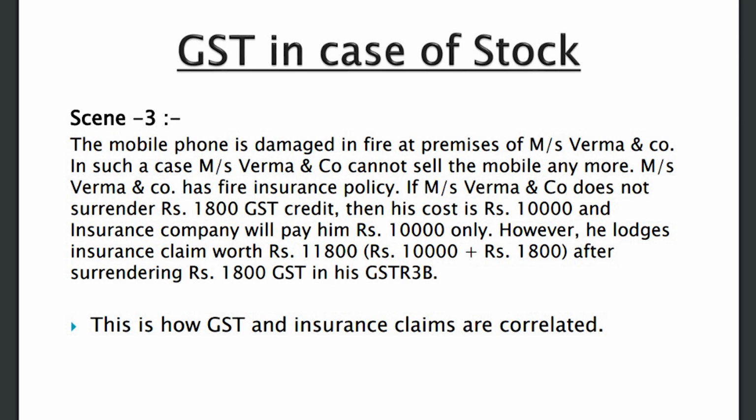How do I surrender it? I file my GST 3B, with a normal liability of, for example, 10,000 rupees. I will add this 1,800, which I have already availed as ITC. So my liability is now, for example, not 10,000, say it's 20,000.